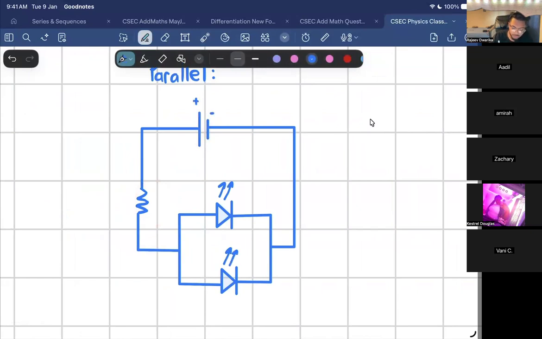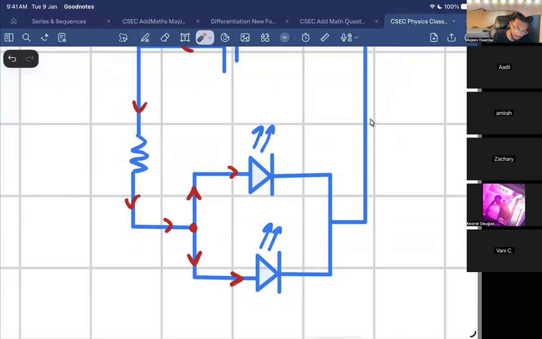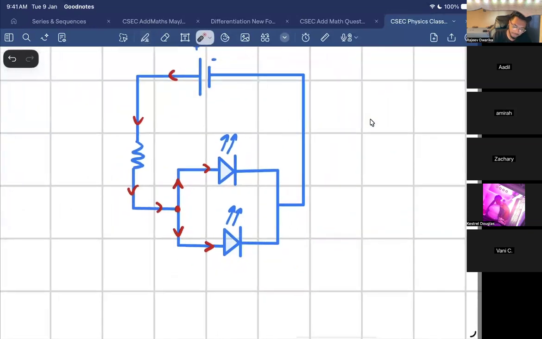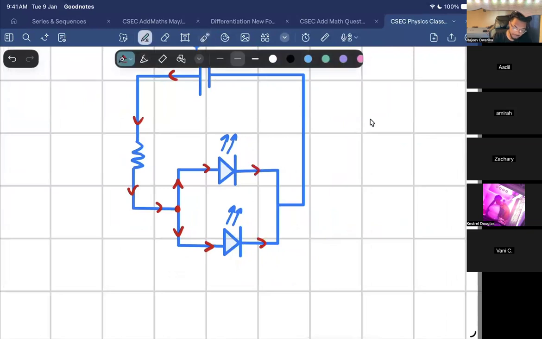So how is the current going to flow in the circuit? It passes through the resistor, and at the junction, it's going to split. Are y'all seeing what I mean when I say the current splits? Guys, can you see it literally splitting in the middle here? Yes, sir. So wherever the current splits, that part of the circuit is in parallel.